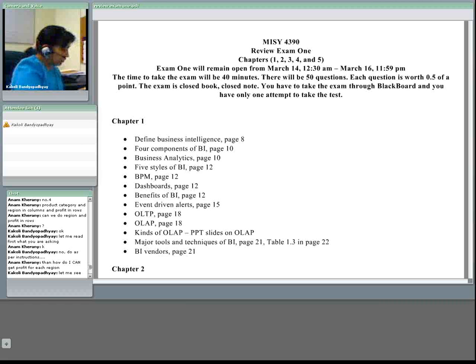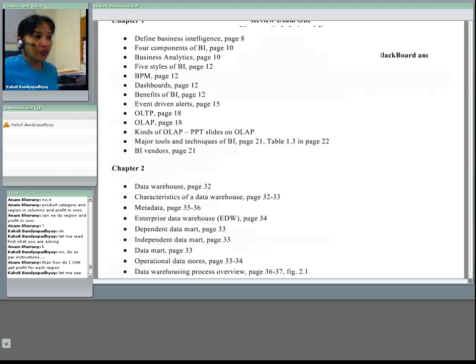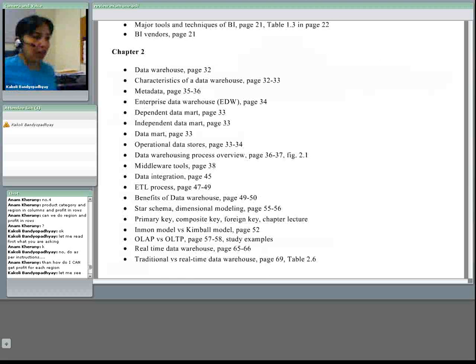Basically report delivery and alerting, enterprise reporting, cube analysis, ad hoc queries, statistics and data mining. These are the 5 styles of BI. So this is what you have to cover from chapter 1. Chapter 2, it's a very long chapter, lot of things that you need to know. Okay, lot of things you have to prepare for.